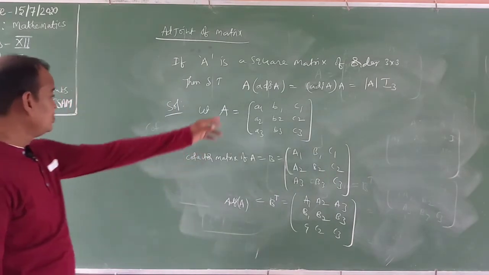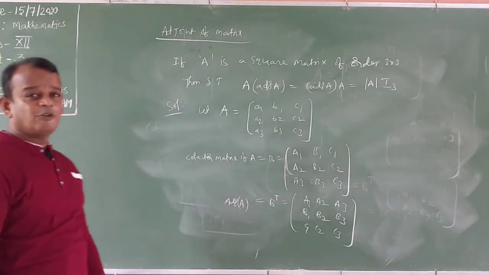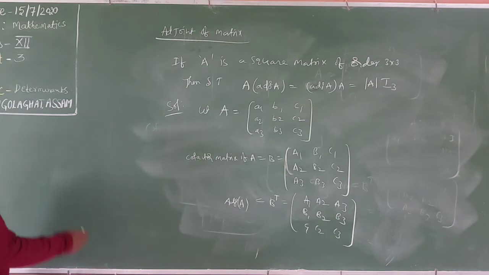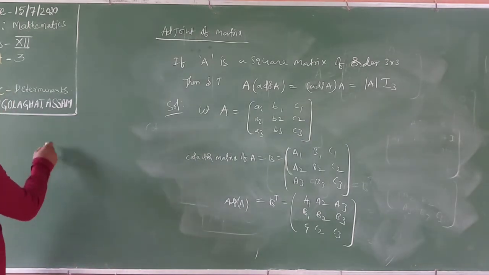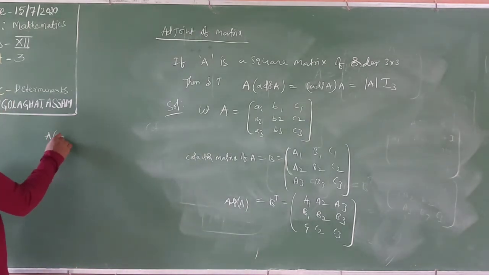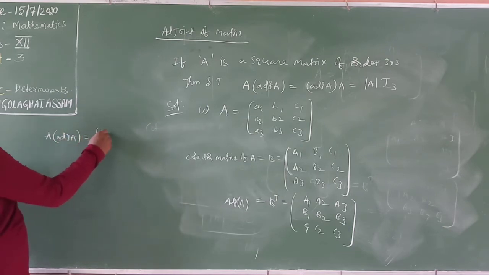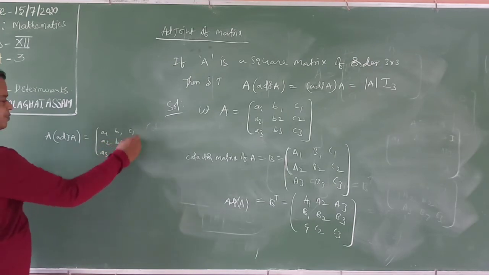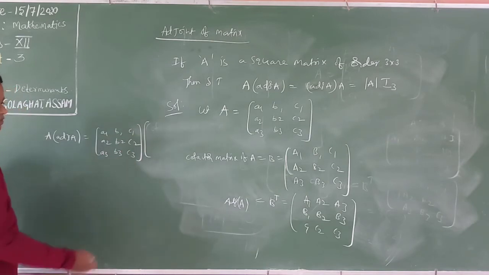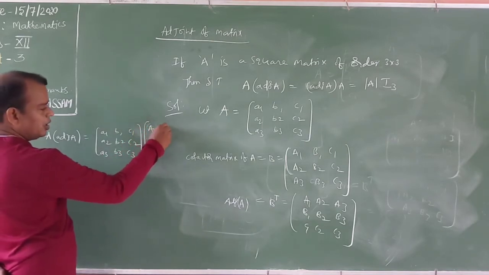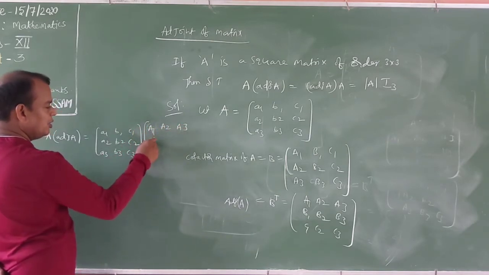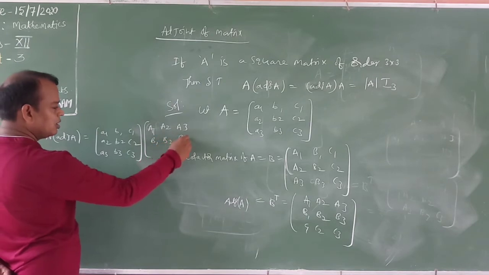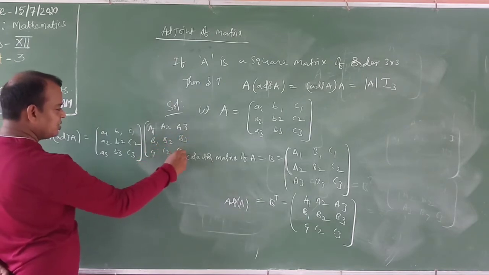Now what happened? A into adjoint of A. Now multiplying A into adjoint of A. A into adjoint of A is equal to, what is A? A1, B1, C1, A2, B2, C2, A3, B3, C3 into adjoint of A, which is A1, A2, A3, B1, B2, B3, C1, C2, C3.